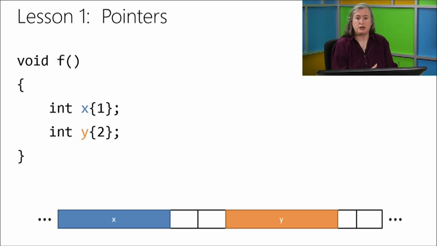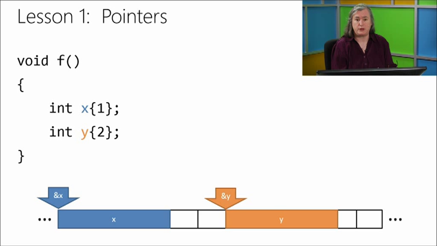You also saw that you could have references so that you had other names for that same piece of memory in the same scope or in a different scope, like when you pass something into a function by reference. So all pointers are is yet another name for those pieces of memory. I can make a pointer, represented by the blue arrow, that points to the beginning of x. And I can make a pointer, represented by the orange arrow, that points to the beginning of y.